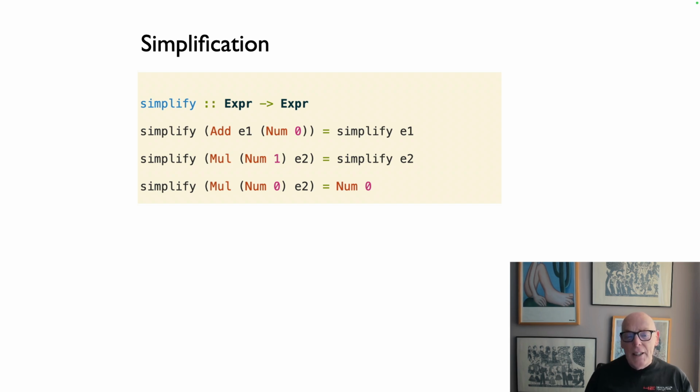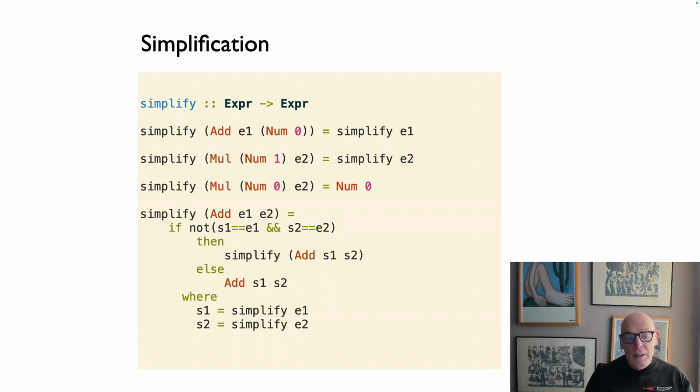If we have add E1 and number 0, we can just say, well, simplifying that's the same as simplifying E1. We can get rid of the num 0 addition. We can get rid of a multiplication by num 1. That simplifies to E2. We can simplify a multiplication by 0. That just becomes 0. So there are those simple cases.